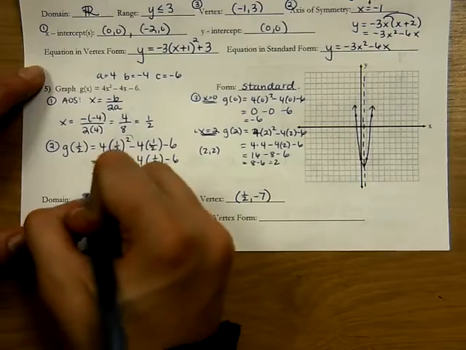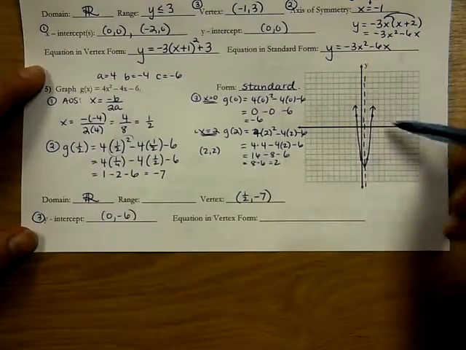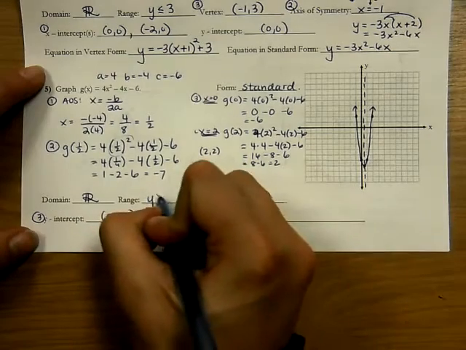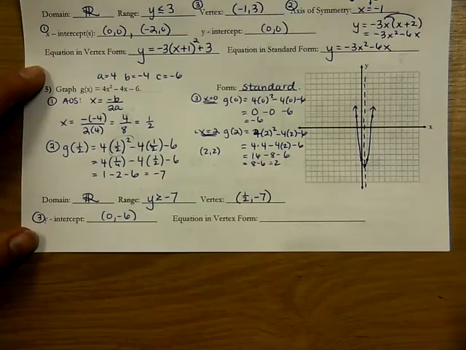Alright, jumping down to the rest of the things it's asking us. Domain, again, all real numbers. It's not restricted going to the left or to the right. But this graph has a minimum value for our y value. So the minimum value would be negative 7. Anything else is above it. So y greater than or equal to negative 7.